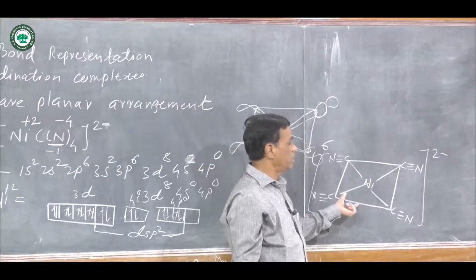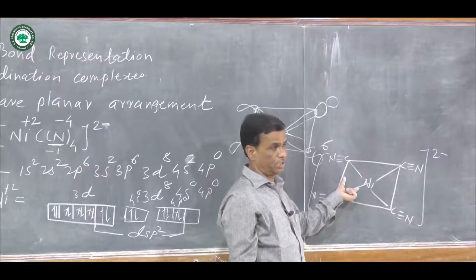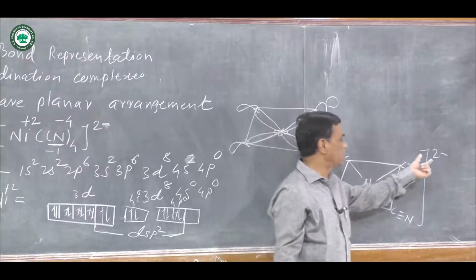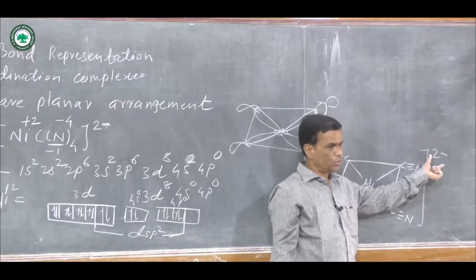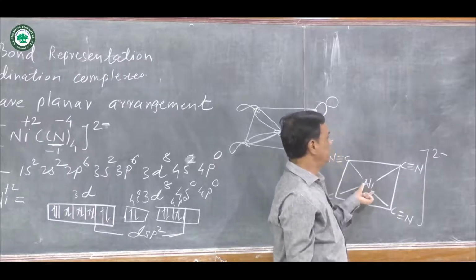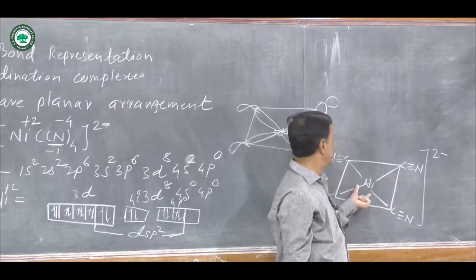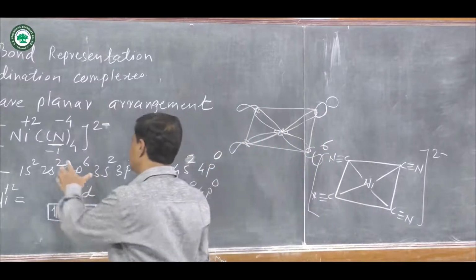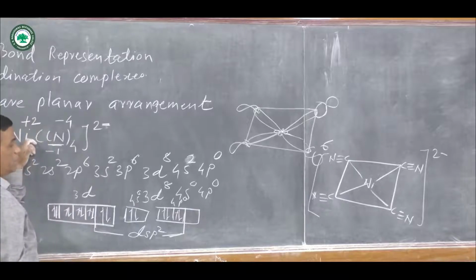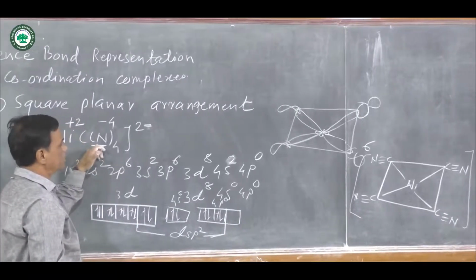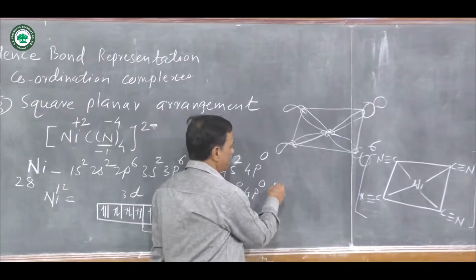The arrangement of that complex ion is square planar. The charge on that complex is equal to 2 minus, and the nickel metal ion is at the center position. 4 ligands are directly attached to the nickel, and when such an arrangement occurs, it is called a square planar arrangement. And in this square planar arrangement, the magnetic moment is determined by the formula.